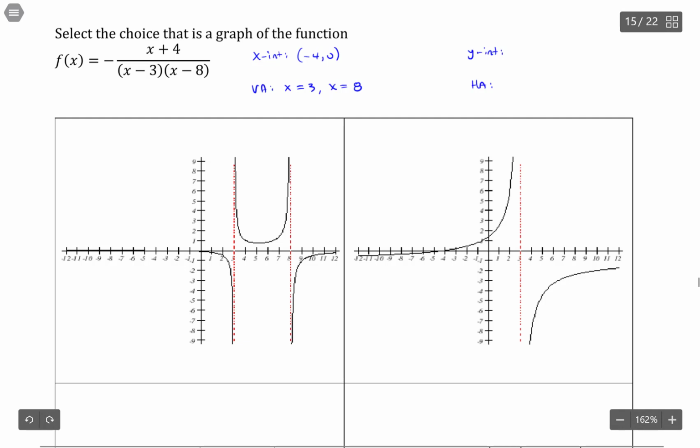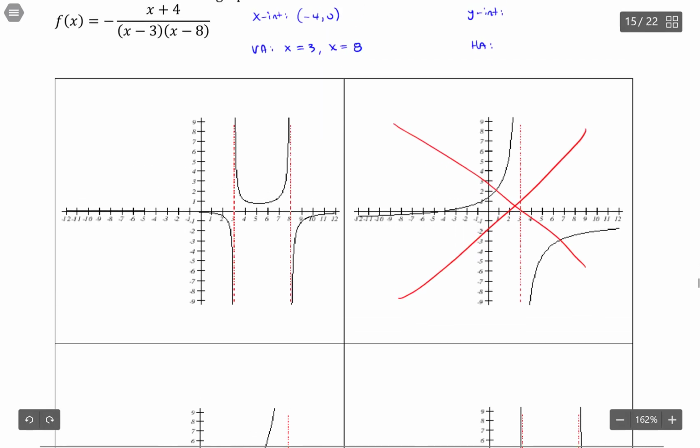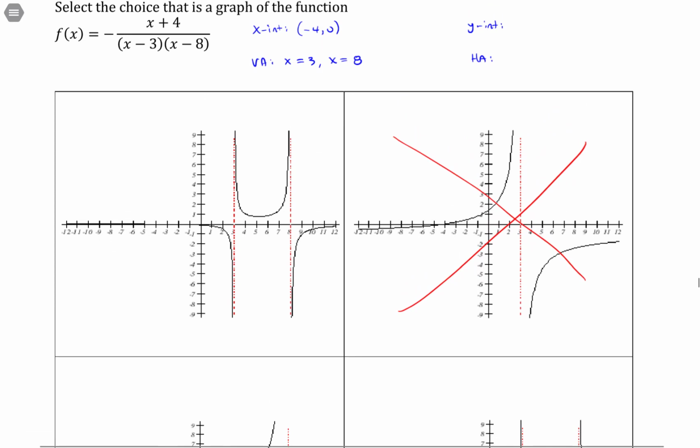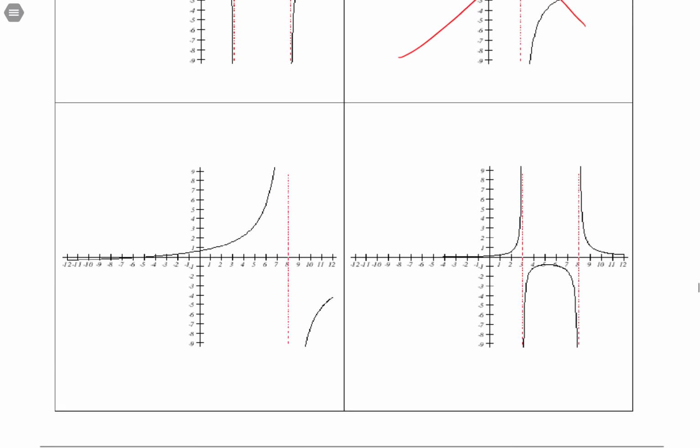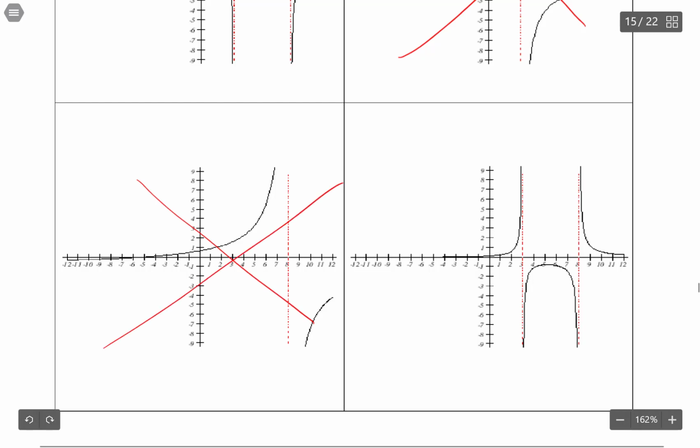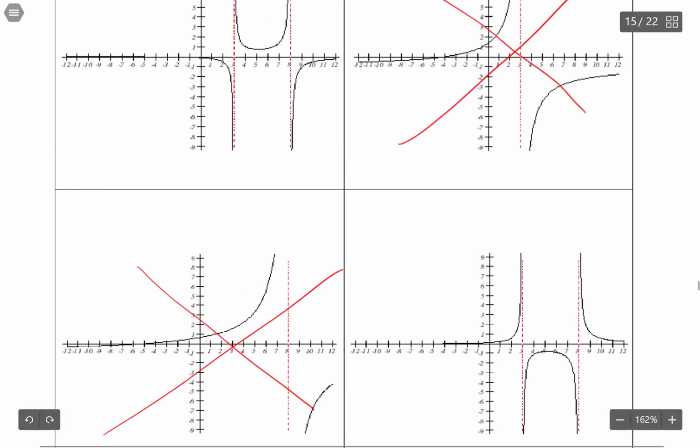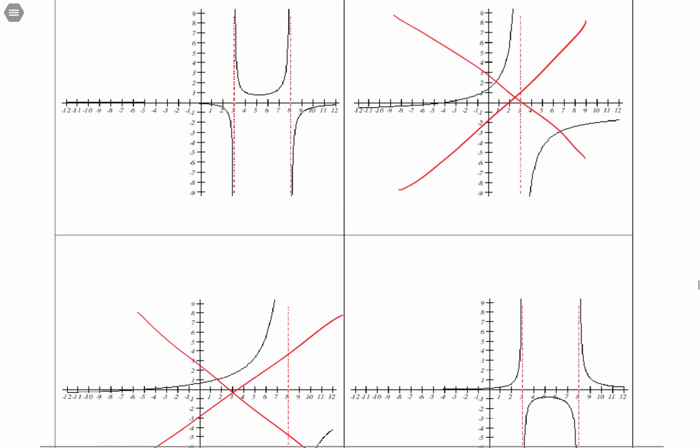So let's see what we can eliminate from just these items. I have two vertical asymptotes, so right off the bat, I can throw this one out. The first one looks fine because there are two asymptotes in the right location. This one only has one asymptote, so that's not a possibility. This one has two, and they are in the right location.